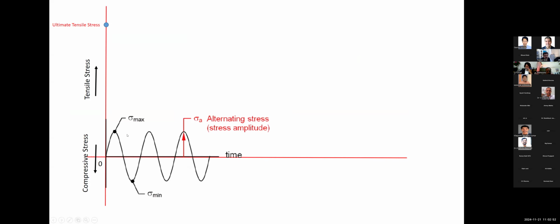So we find here the sigma maximum is the sigma amplitude. You can find the maximum stress amplitude here. That is typically what we find in an SN diagram as the value of S. If you look at this tensile stress axis, I have marked one blue dot here, which is the ultimate tensile strength.